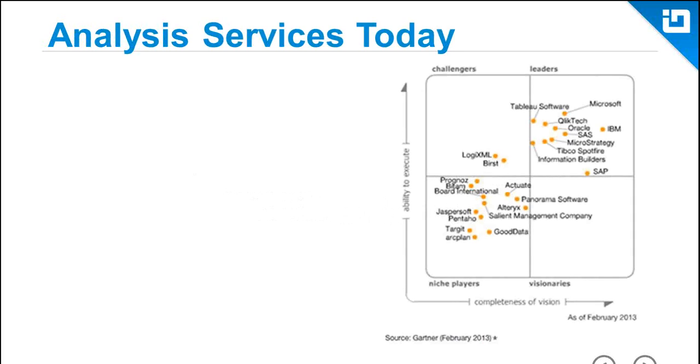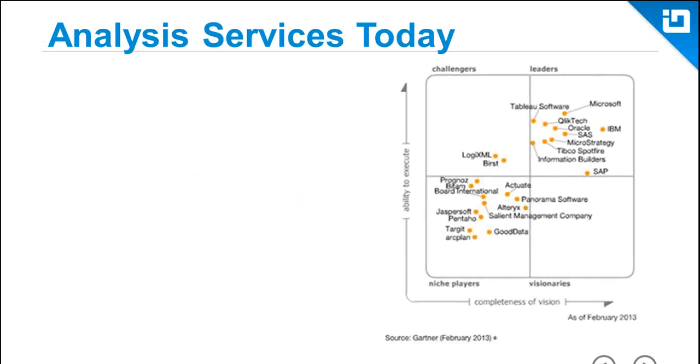If you see Gartner's prediction, this is what they are projecting at this moment about analysis services and different companies. There are four quadrants here. On the top right, there are the leaders, and then challengers, niche players, and the visionaries. If you see the leaders, you can see a few of them, like Microsoft right on top, IBM, SAP, Oracle.